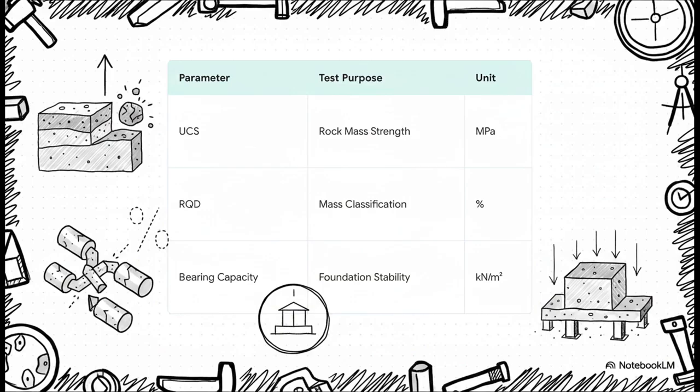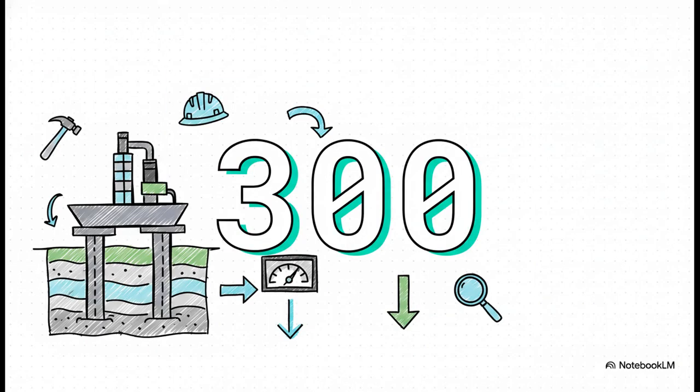The FAE measures the unconfined compressive strength to test rock mass strength. They calculate the rock quality designation percentage. They assess the safe bearing capacity to guarantee shallow foundation stability. These aren't just dry numbers on a spreadsheet. They are the actual physical boundaries of what the site can endure safely. Take the number 300, for example. In geotechnical terms, if you're building a massive project like a new steel plant, the FAE knows that those heavy foundations typically require a safe bearing capacity greater than 300 kilonewtons per square meter.